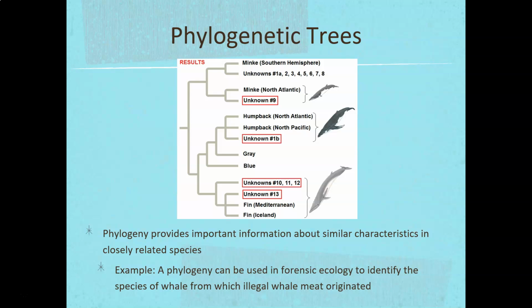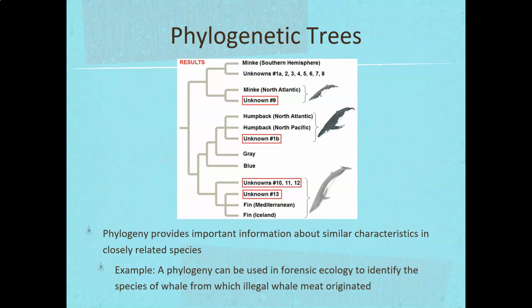Your phylogenies can definitely provide important information about similar characteristics in closely related organisms, to the point of actually being able to identify unknown information. So this is an interesting example where forensic ecologists were actually using phylogeny and known characteristics to identify illegal whale meat.